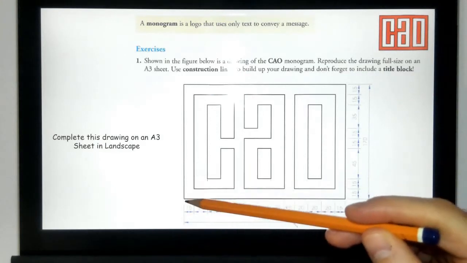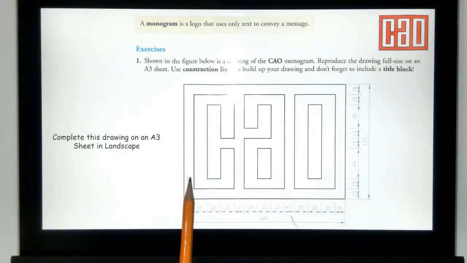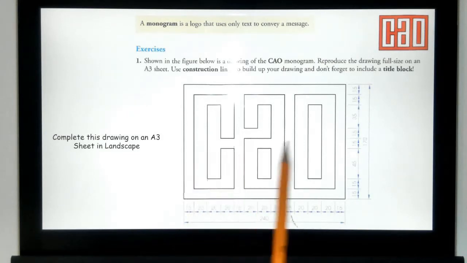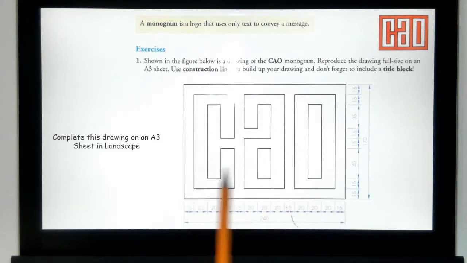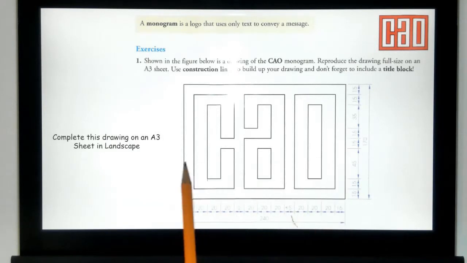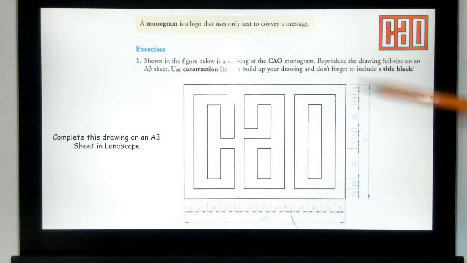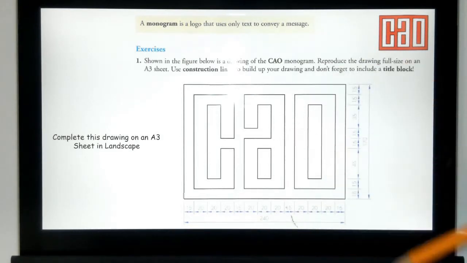And then we can see here there's gaps then. So the gap from this line to this line is 15 millimeters, and then it's 20, 20, 20, 15, 20, 20, 20, 15, 20, 20, 20, and then the last one of 15. So for the letters, the C, the A and the O, they're all 20s, and then the gaps between the letters and the side walls are 15s. And then we've got various heights then, 15, 15, 45 and so on. We're going to have to use all of that to help us draw it out.